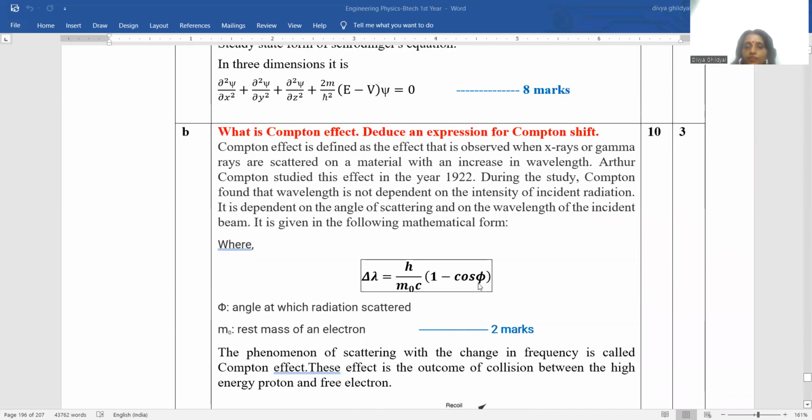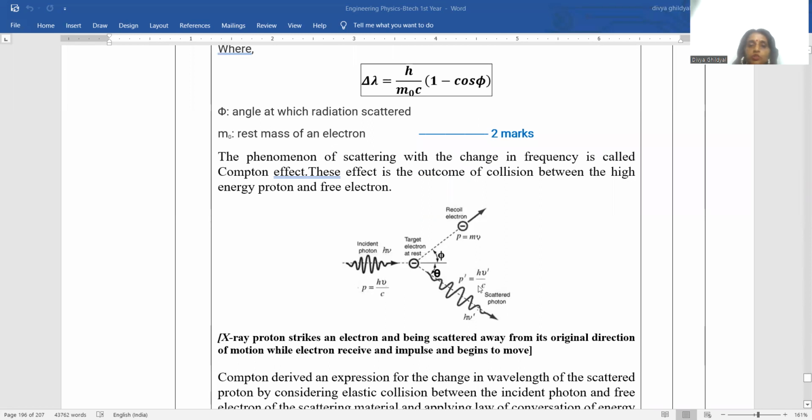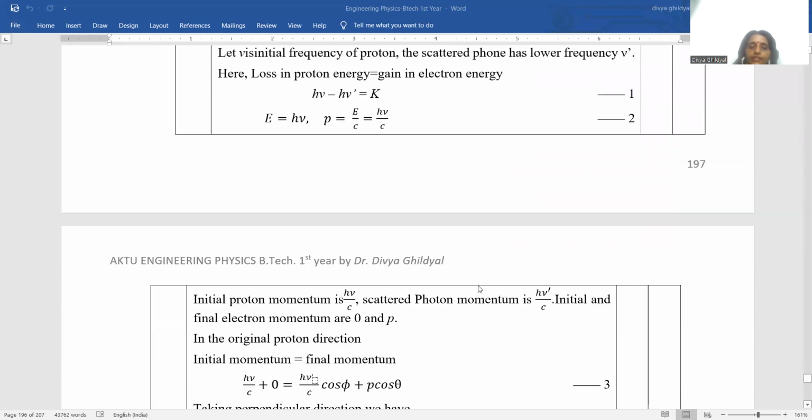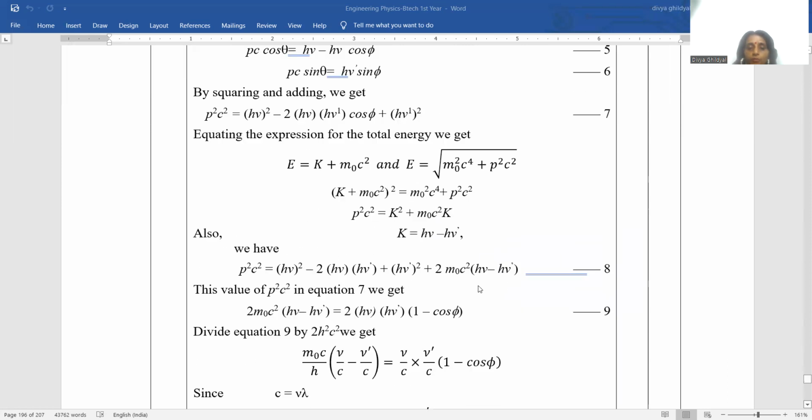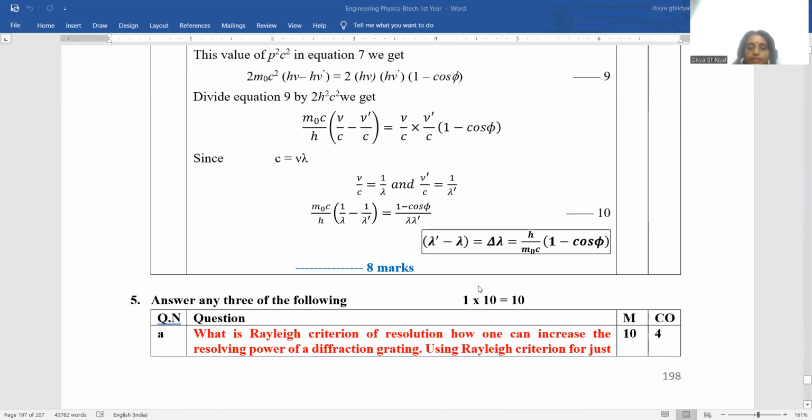What is Compton effect? Deduce an expression for Compton shift. So the Compton effect defines that wavelength change is found upon scattering, which is given by del lambda is equal to h upon m naught c into 1 minus cos phi. This will fetch me 2 marks. The remaining 8 marks I will get when I derive this expression from the principle of conservation of momentum.